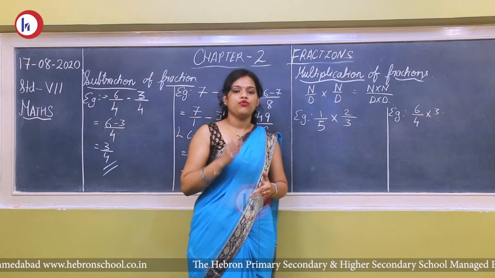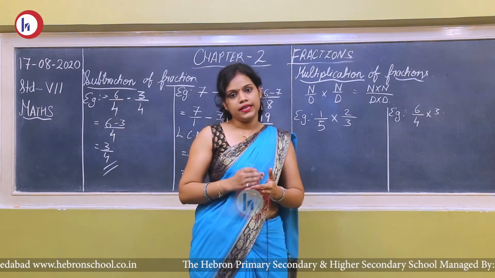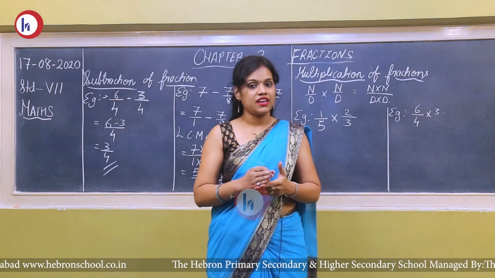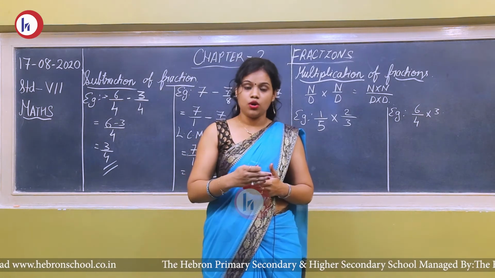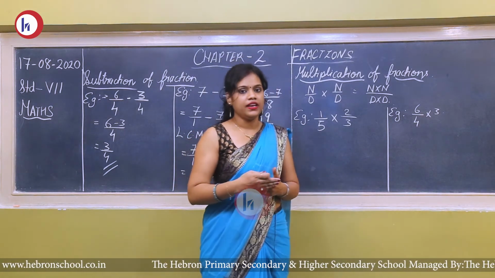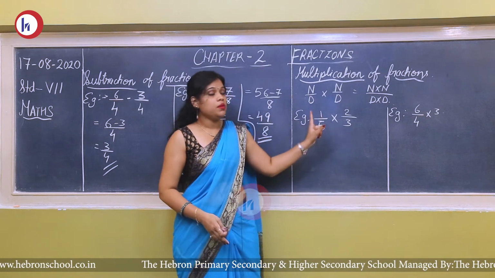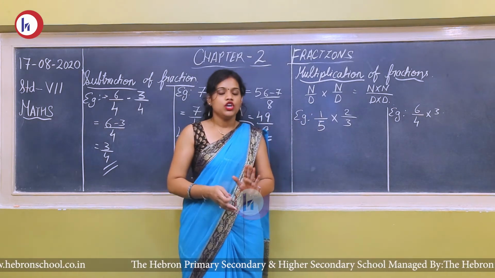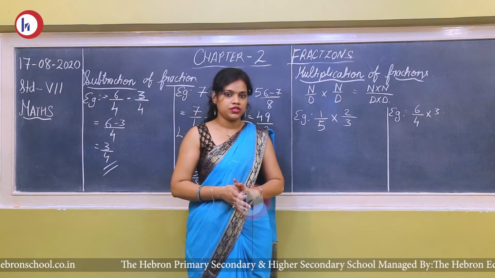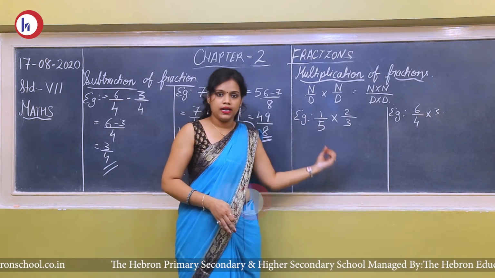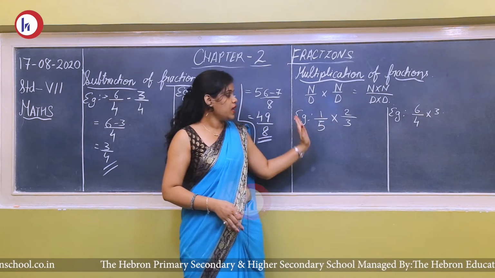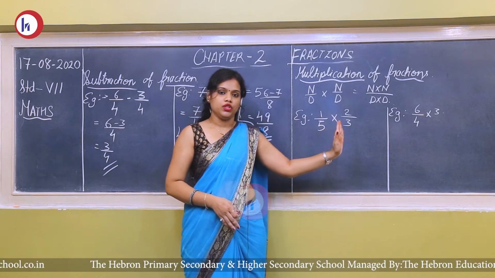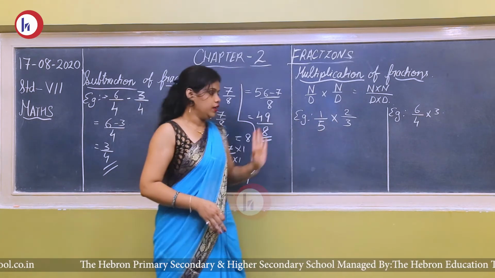Keep that in mind. For addition and subtraction, yes, you have to find out whether it is a like fraction or not, and if it is not, then convert it into like fraction. But for multiplication and division, you don't have to look for like fraction. Like or unlike, it doesn't matter. You can multiply numerator with numerator and denominator with denominator.